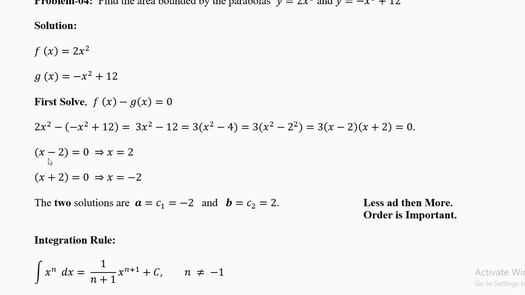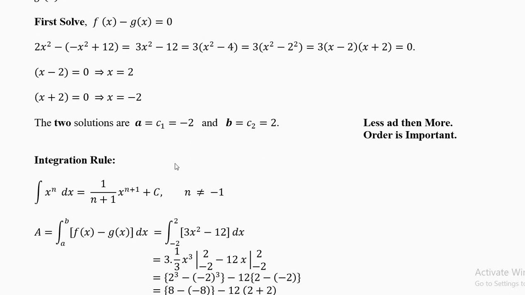Your first solution will come from x minus 2 equal to 0. Second will come from x plus 2 equal to 0. The first solution is plus 2, second is minus 2. Write it in the correct order. You will get a equal to minus 2 and b equal to 2.